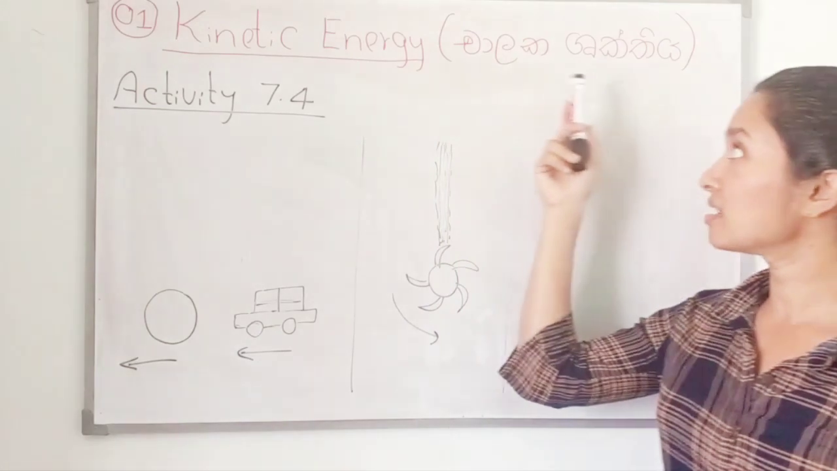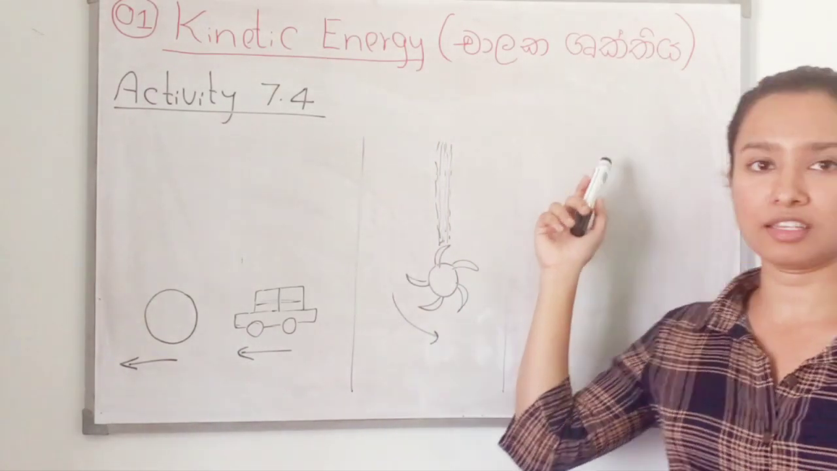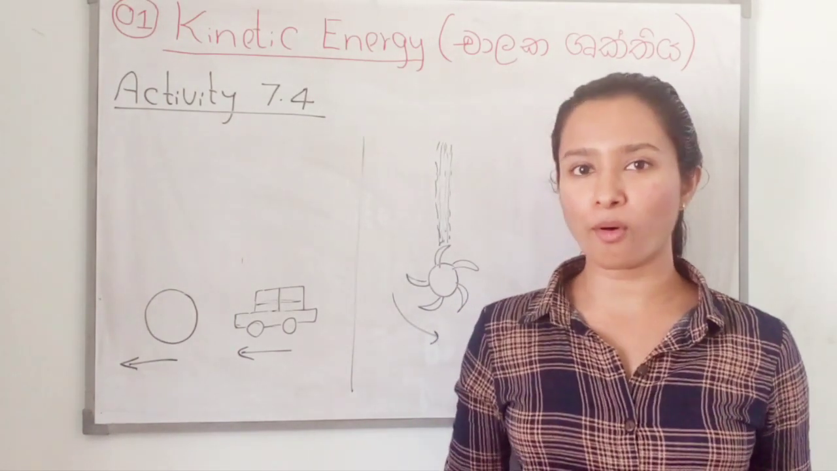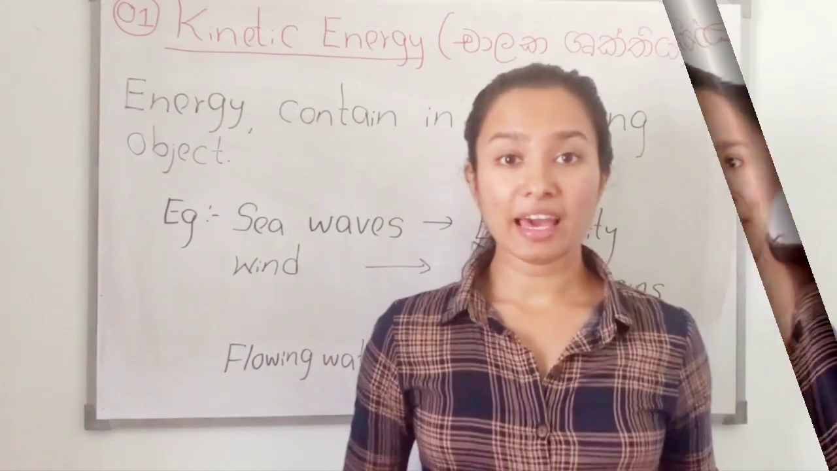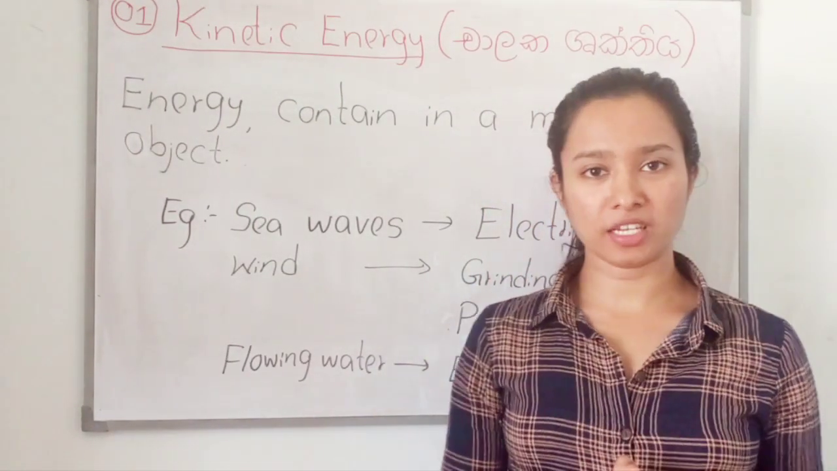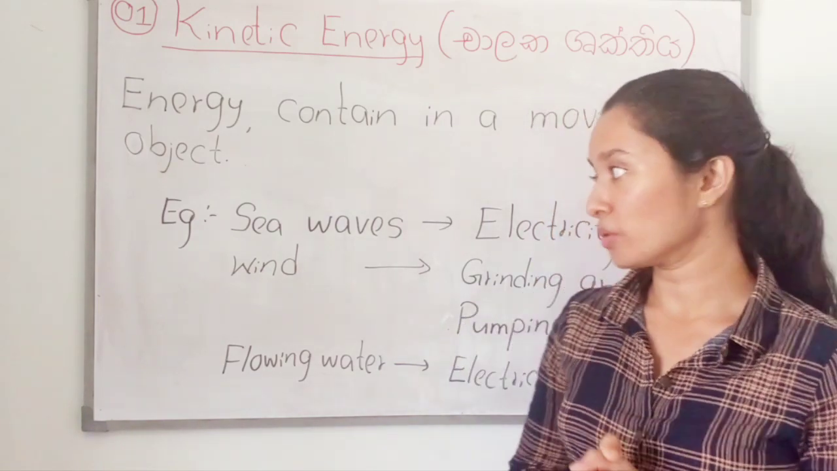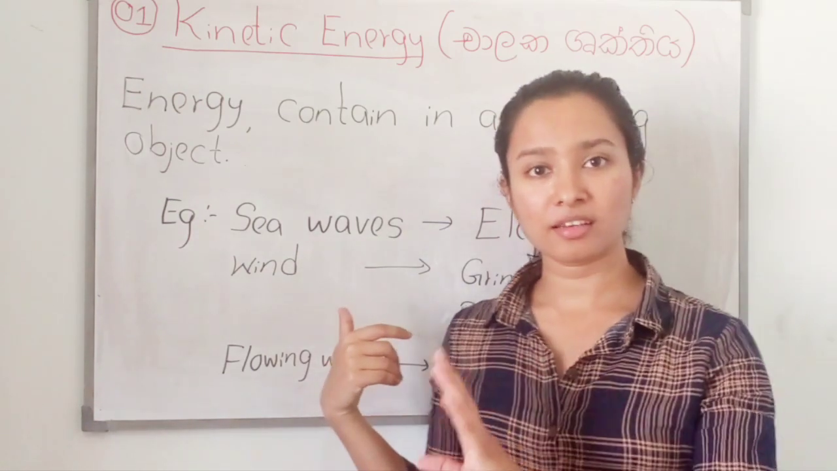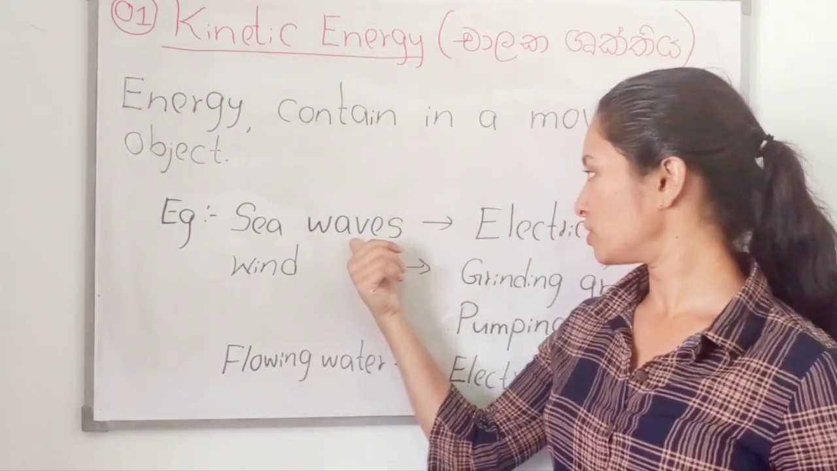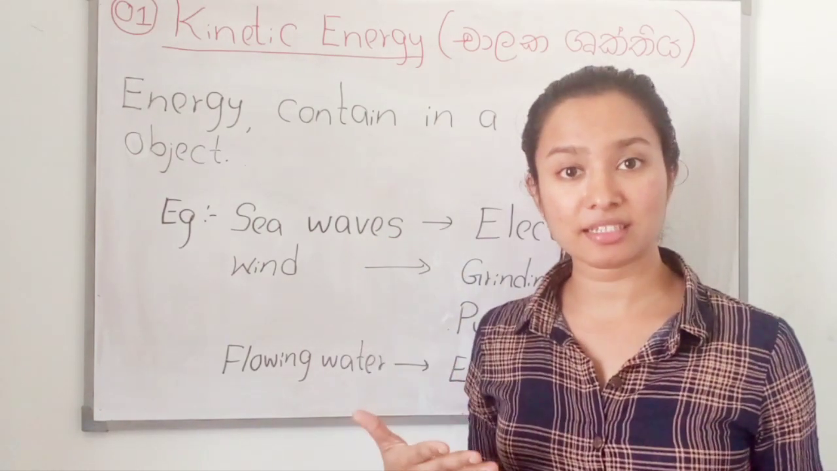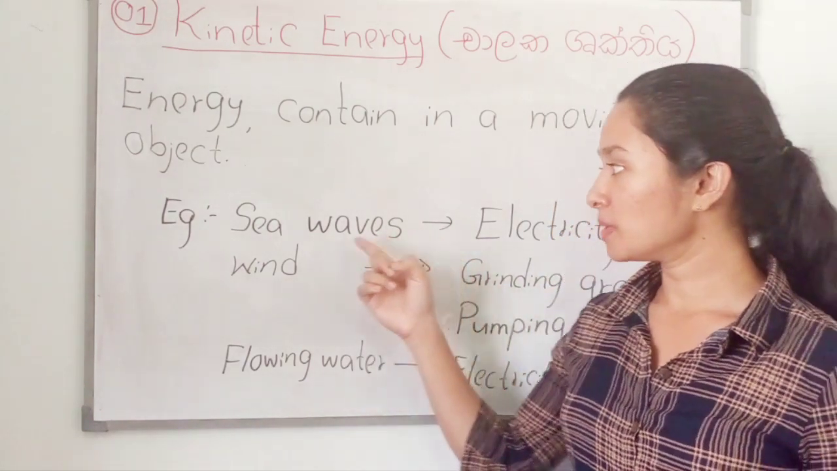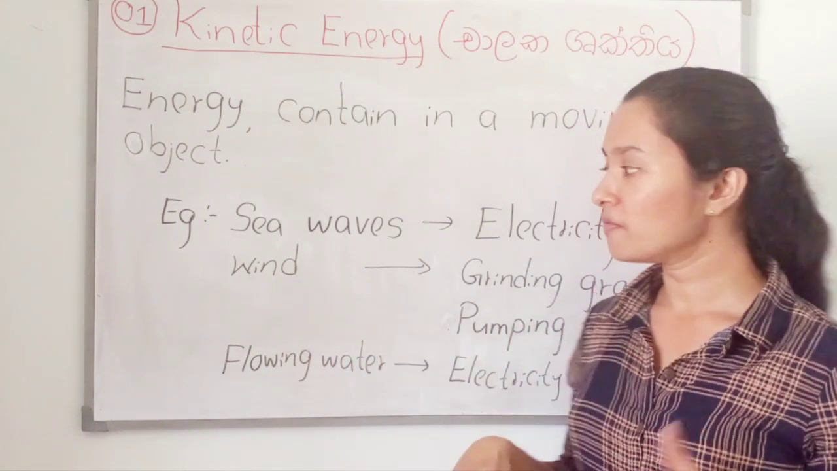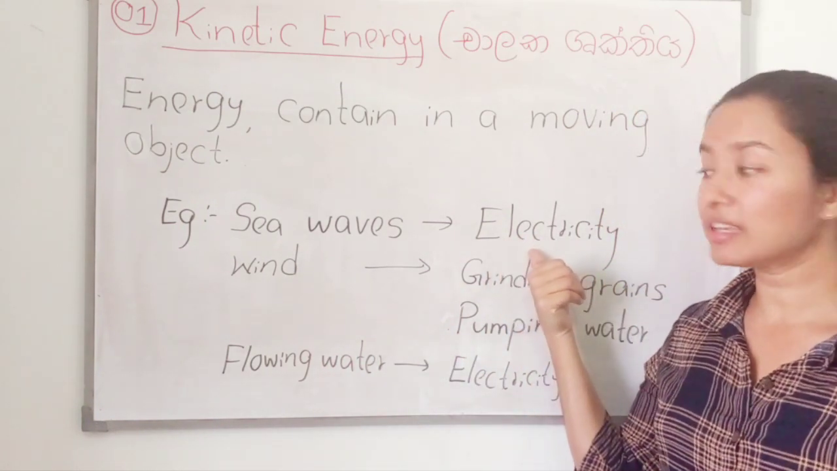That means Chalaka Shaktiya in Sinhala. The moving thing contains some energy. So this energy we call kinetic energy. Energy contained in a moving object, that is kinetic energy. So you know sea waves. Sea waves mean a moving thing. We use these sea waves to generate electricity because the sea waves contain kinetic energy. So this energy we use for generating electricity.